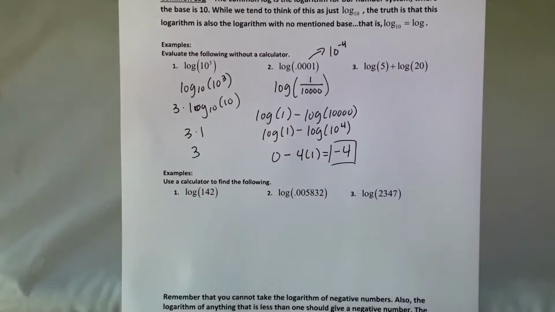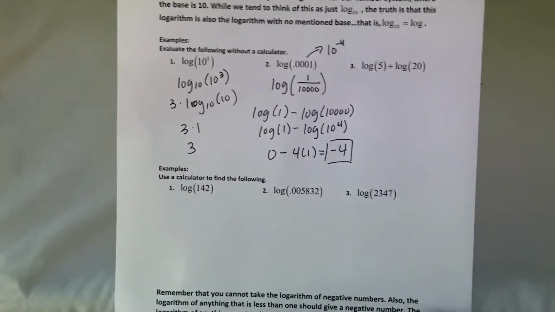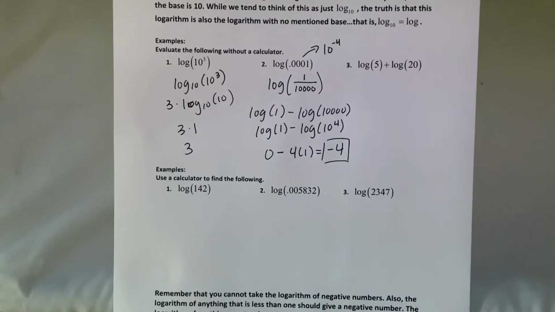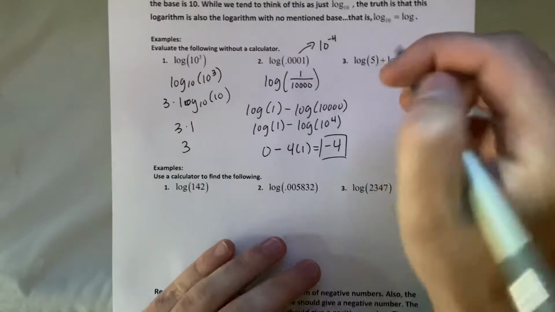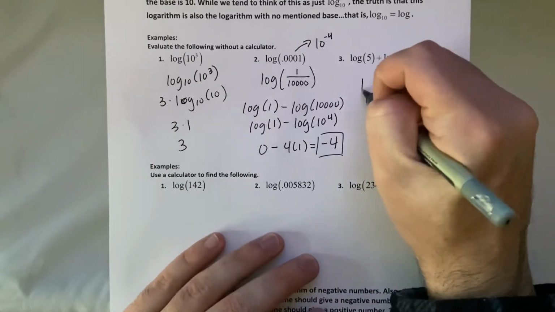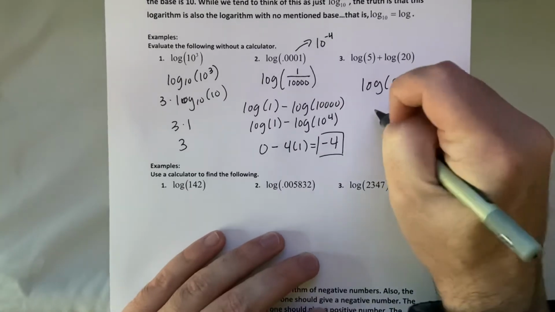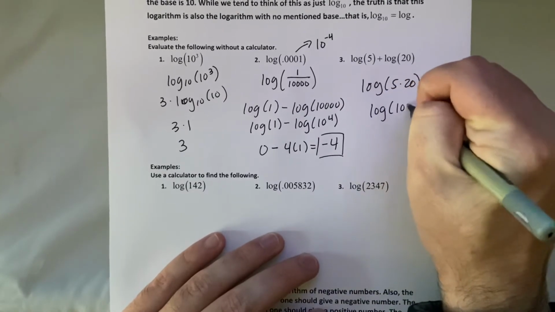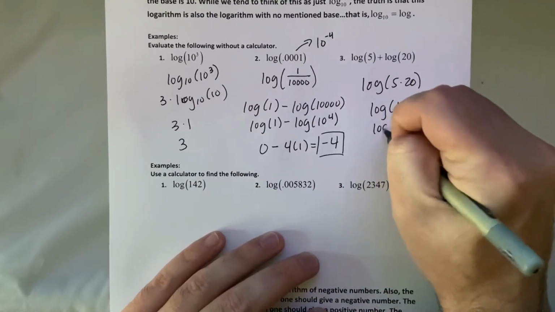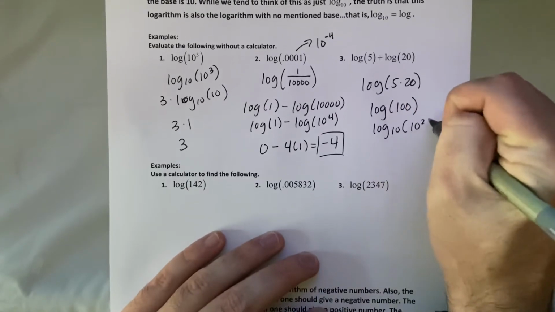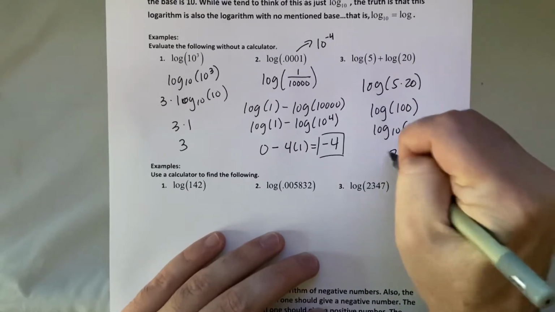One other way that some of our rules from 4.3 can help us is log of 5 plus log of 20. We don't actually know those values. We know that addition can become multiplication inside a logarithm, and 5 times 20 is 100. Now if we do log base 10 of 100 being 10 squared, this is going to be 2.